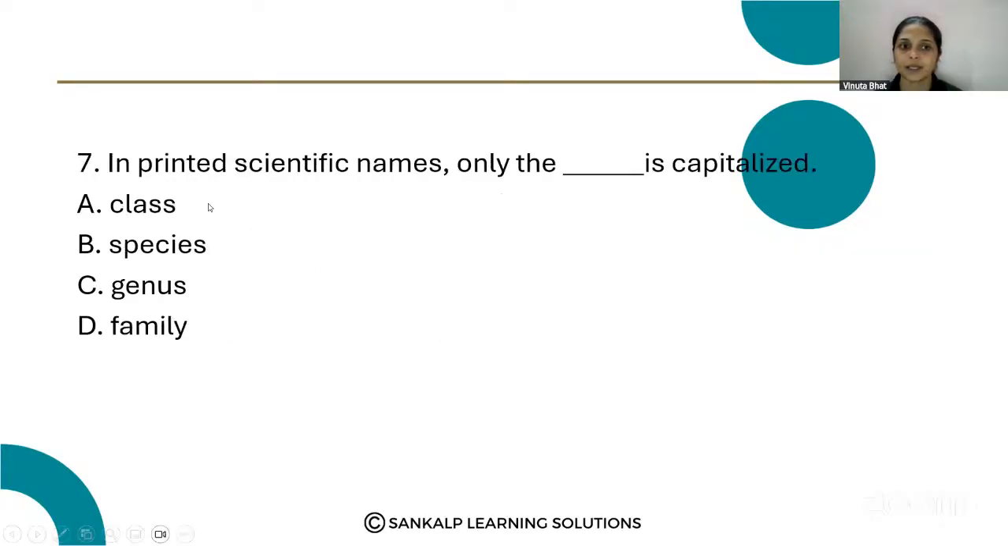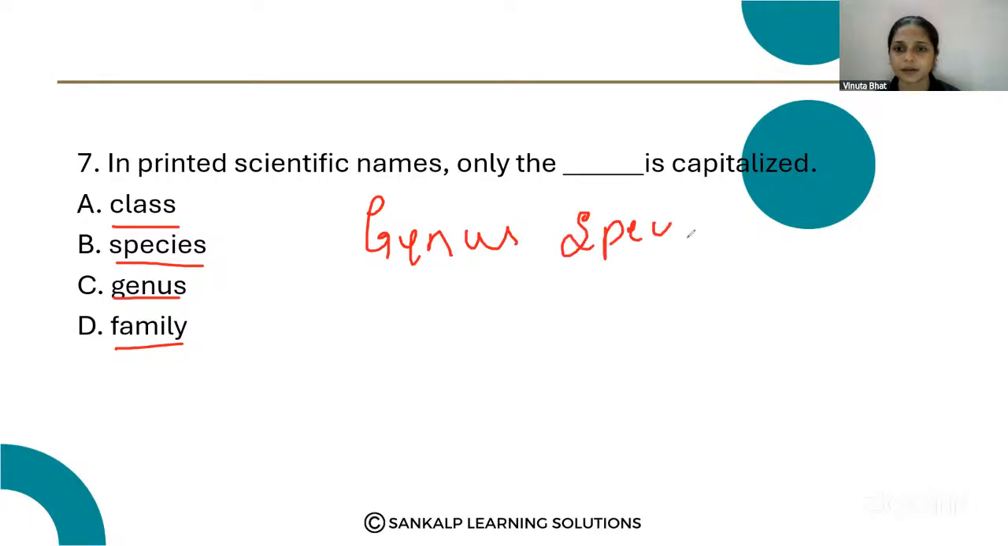Next question. In printed scientific names, only the blank is capitalized. So which one should be capitalized? Class, species, genus, family. Here in the scientific name, genus name and species name will be there. So the first letter of the genus name should be capitalized.